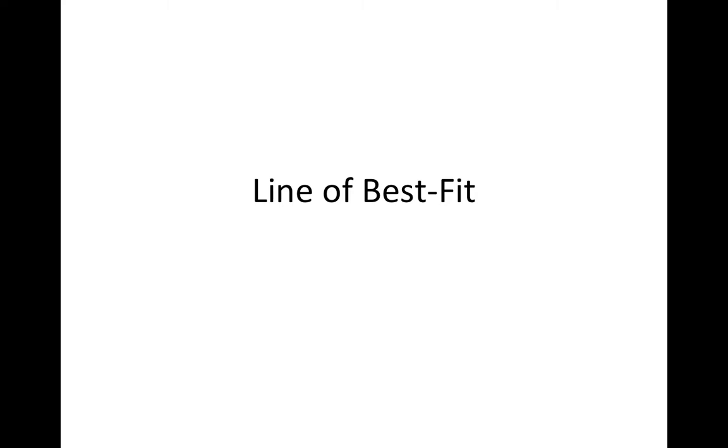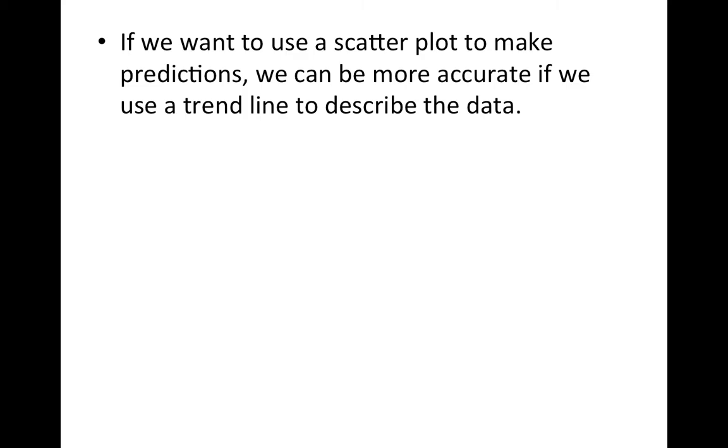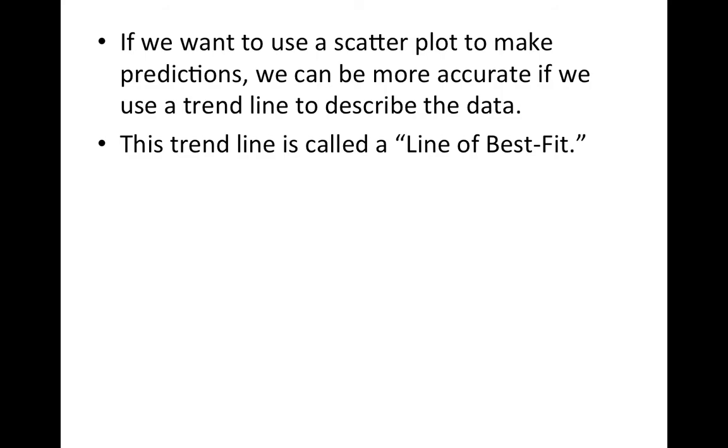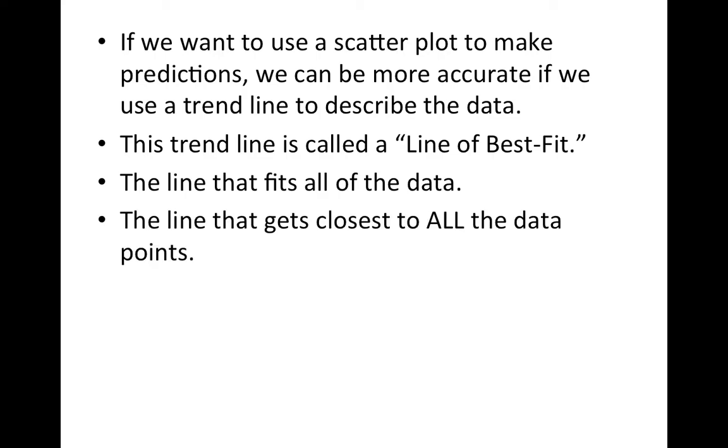Alright, this video is how to draw a line of best fit by hand on a scatter plot. So we have a scatter plot, and if we want to use that scatter plot to make predictions, we can be more accurate if we use a trend line to describe the data. This trend line is called a line of best fit, the line that fits all of the data. It's the line that gets closest to all the data points.